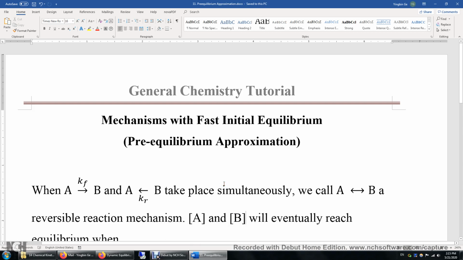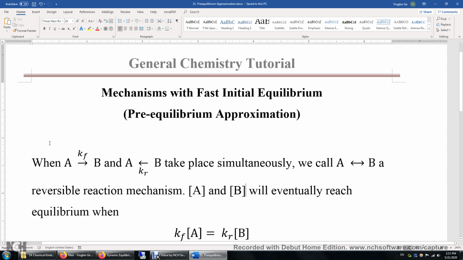In this video, I'll talk about the mechanisms with fast initial equilibrium. It's also called pre-equilibrium approximation. It's an important topic in upper division physical chemistry, but I will only give you a brief introduction to this very complex topic. So first, let's review reversible reactions and chemical equilibrium.